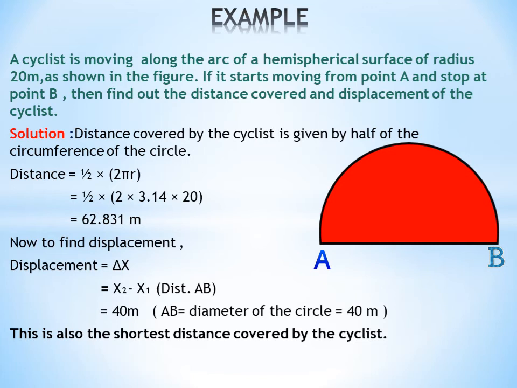Now to find displacement, as we learned earlier, the formula is final position value minus initial position value. In that example, the cyclist's initial position is point A, but its final position is B. That is nothing but the diameter of the hemispherical surface. If we know the value of the radius, we can easily calculate the diameter. So it is 40 meters. This is also the shortest distance covered by the cyclist.